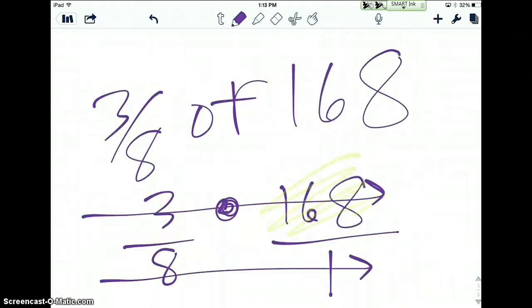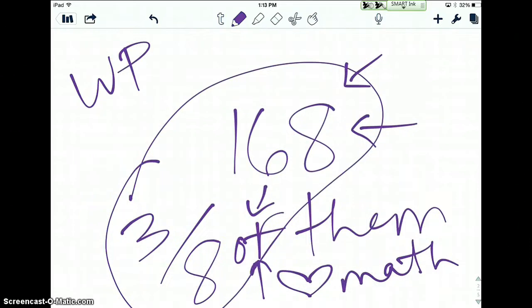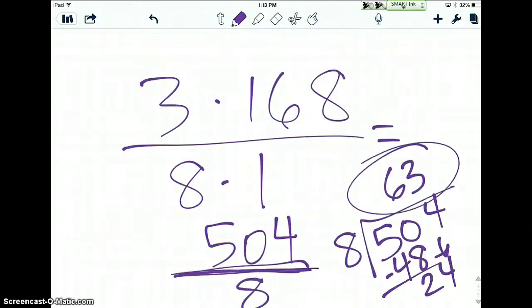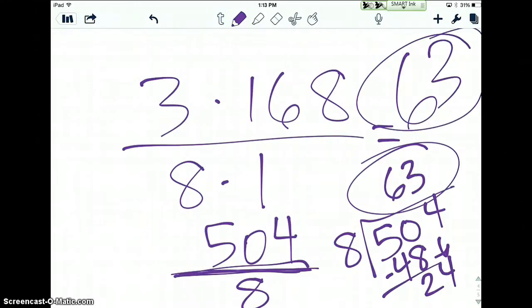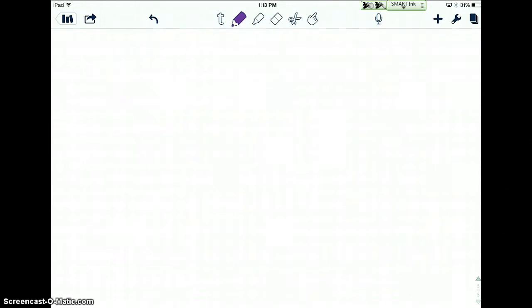So back to our original problem. 3/8 of the 168 people who are on the math team love math. How many people is that? Well, we figured it out. 63. So only 63 people on the math team really love math. Okay, I'm going to do one more problem.